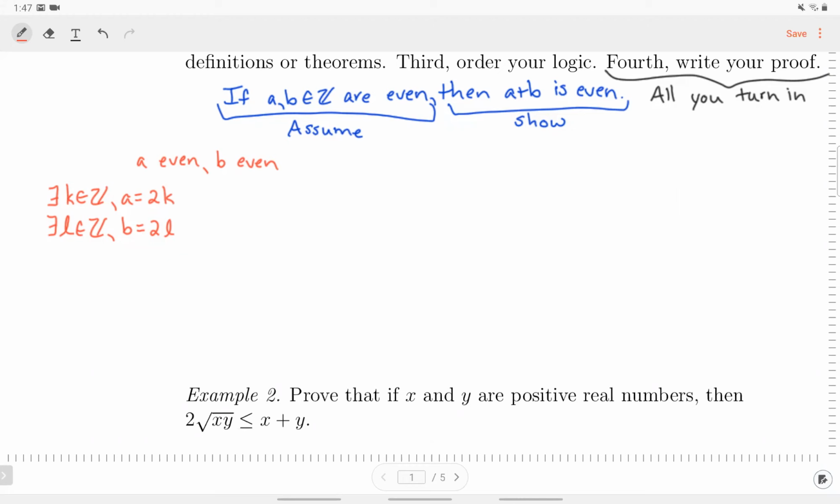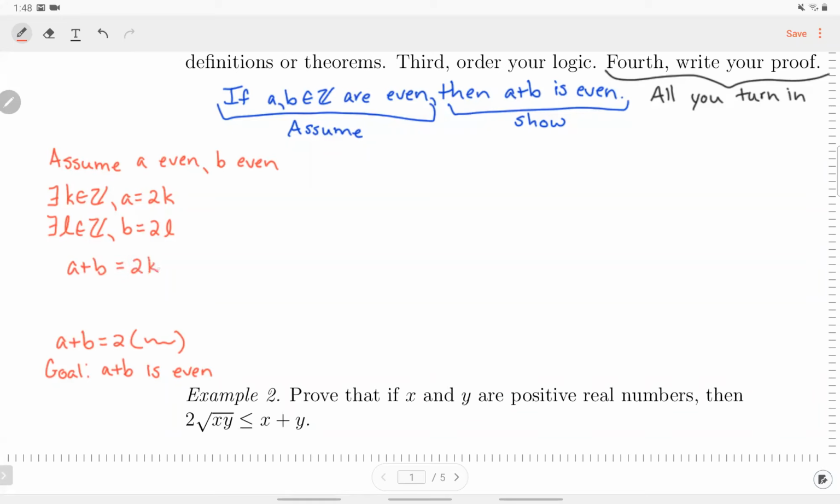Okay, so when I assume A is even and B is even, I use the definition so I can rewrite them into a new form. Then I look at what I want to show. My goal is to get that A plus B is even. Well, what's that mean? That means I need to get A plus B to be 2 times something. That would make it even. 2 times an integer is even. That's our definition. All right, so I'd better look at A plus B to get to my goal.